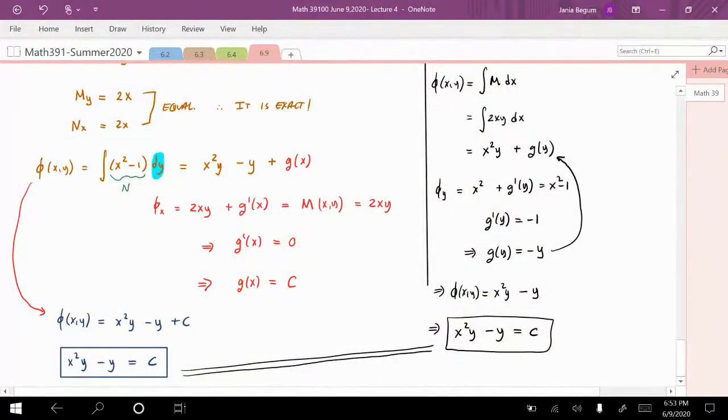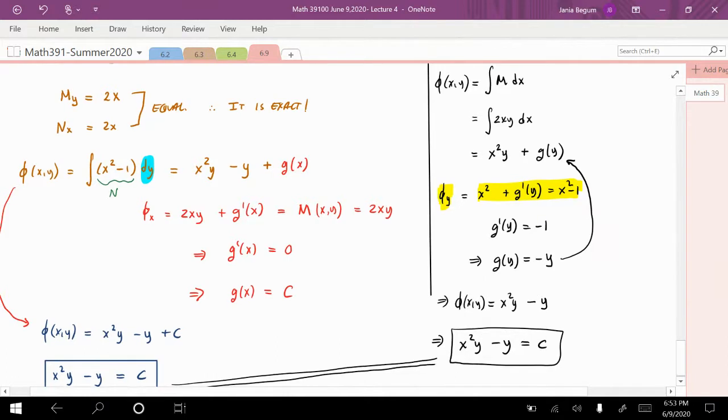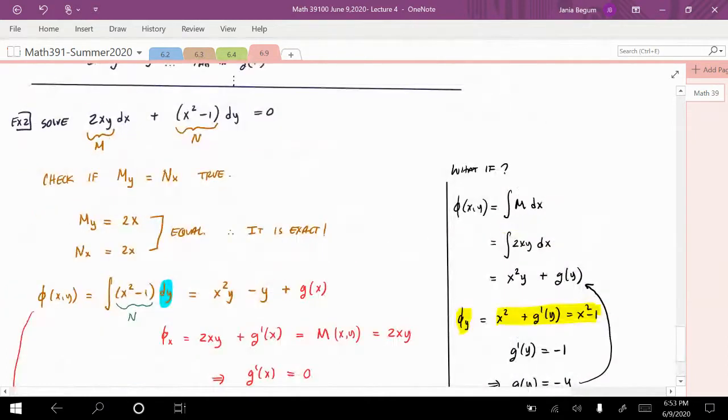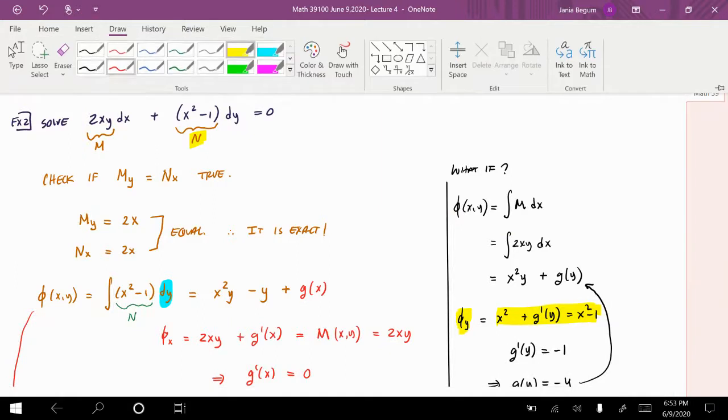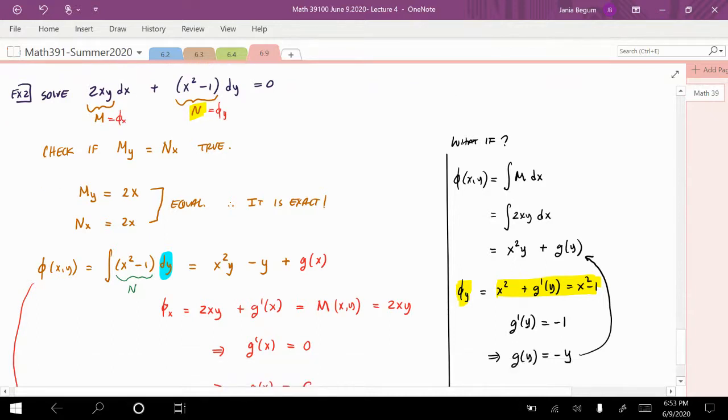So I solved it right here. Let me show you. I set these two equal because phi of y is n. It's n right here. This is phi of y. So n is phi of y and m is phi of x. Those are the new notation we adopted when we started talking about this method.